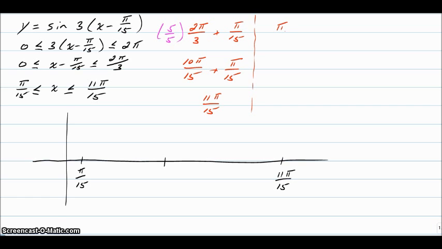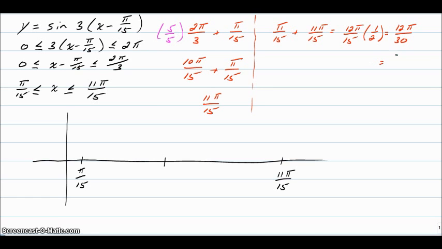But I'm going to take pi over 15 plus 11 pi over 15, which gives me 12 pi over 15. And I know that can be reduced, but we're just going to hold off on reducing it for now. And then I'm going to divide it by 2, same thing as multiplying by 1/2. So that gives me 12 pi over 30.